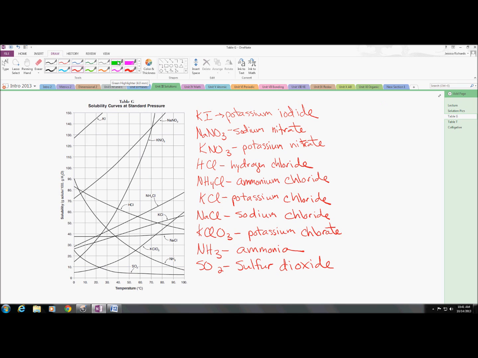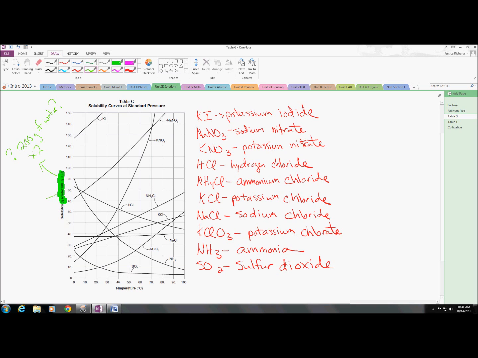Some basic graph reading skills that you should have. Solubility, make sure you read the units. This is grams of solute per 100 grams of water. This will be important in case they're not using 100 grams of water. For example, what do you do if they use 200 grams of water? Well, then you're just going to multiply your answer times 2. So make sure you're watching the units and watching the labels.